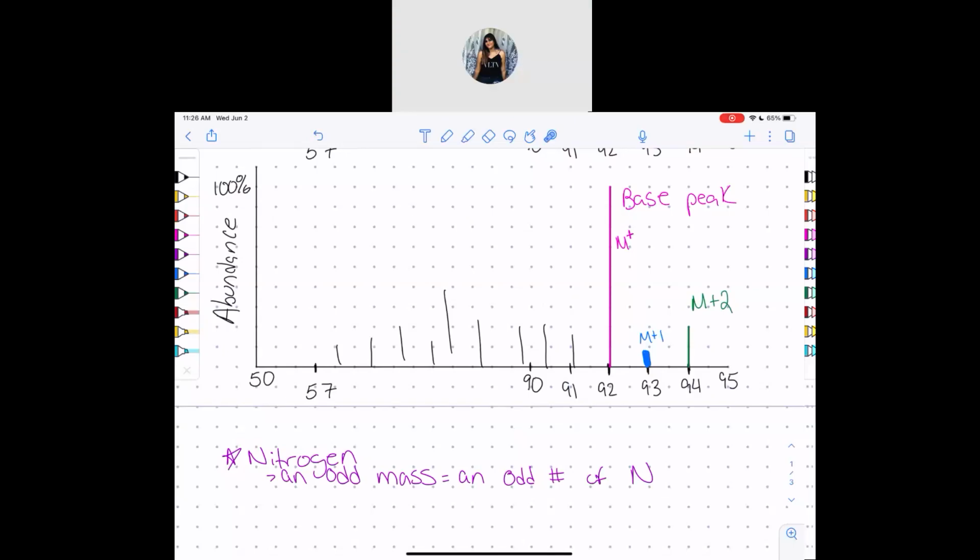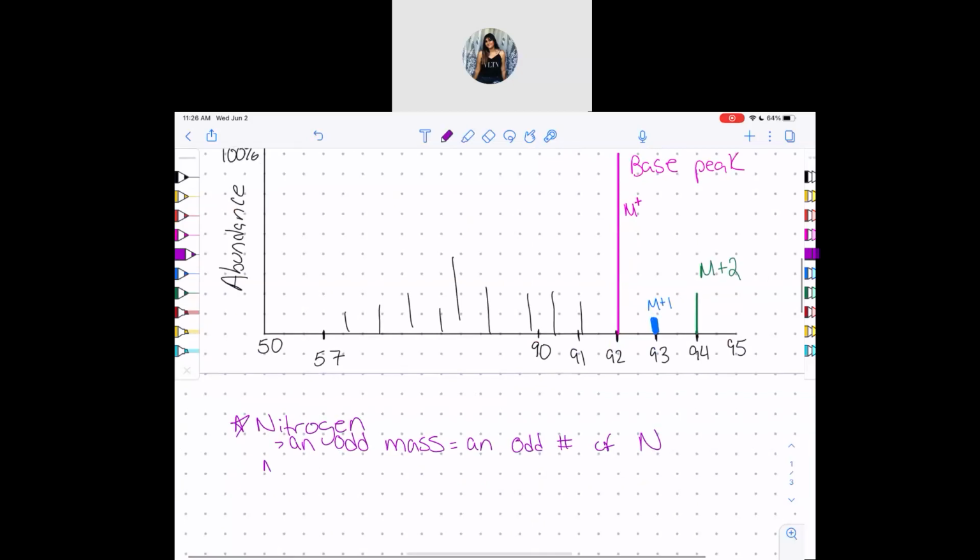Okay, so I'm going to repeat you just to make sure that I understand. I don't know if you would mind writing it under that, just so if we have a nitrogen in the molecule, then we won't have an M plus 2 peak. Yes, we'll just have an M plus 1 peak. And then if that number is odd, then that means we have an odd number of nitrogens. Okay, got it.